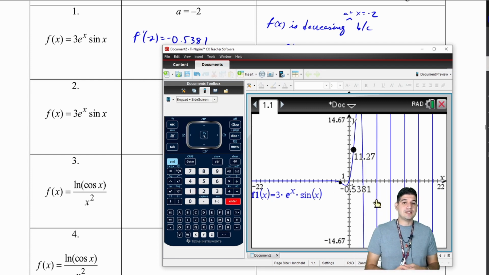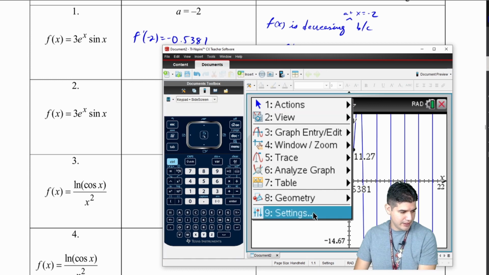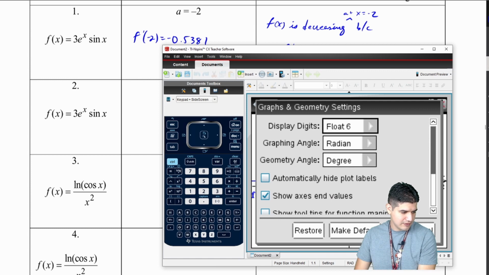Notice again, it only gives me 11.27. I want you to go to 4 decimal places, so we need to change the float value. All right, so I'm going to go menu, settings. If I want 2 more, then I'm going to go down to float 6.